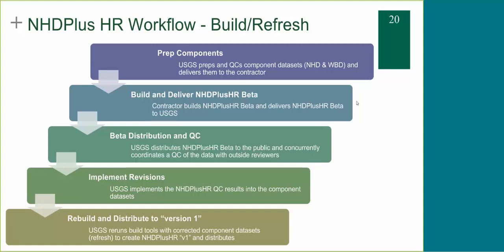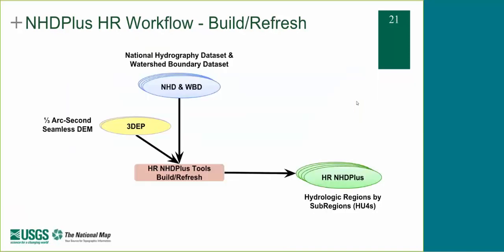And for us, it was all about modernizing the process to support that high resolution data. So this is just one other view of our workflow, very much simplified. But you can see we have our ingredient data sets with the NHD, WBD, and our 1/3 arc-second seamless DEM. That goes into the build refresh process, which is the actual software that creates the NHDPlus high-res data. And then we deliver that data to all of you as hydrologic subregions, or HU4s.